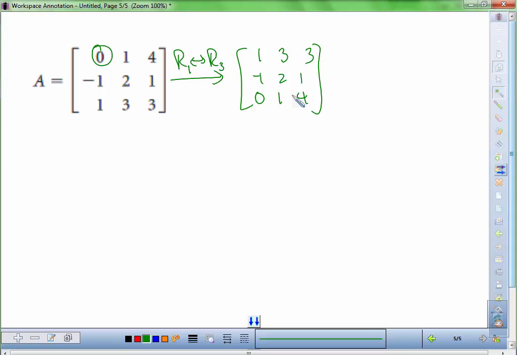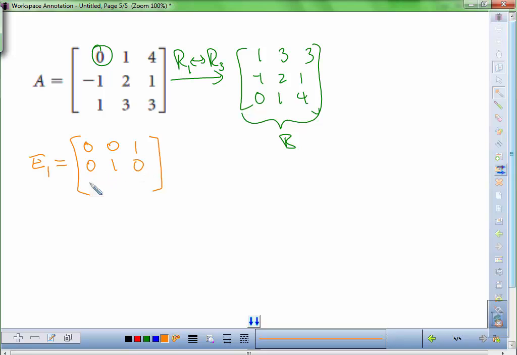So let's call this matrix B, and the question is, we need to identify an elementary row operation where we swap rows. So what is that elementary row operation matrix that we did? 0, 0, 1, 0, 1, 0, 1, 0, 0. So if we take the identity matrix and swap the first and third rows, this is really what happens.